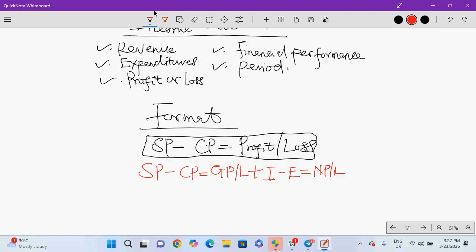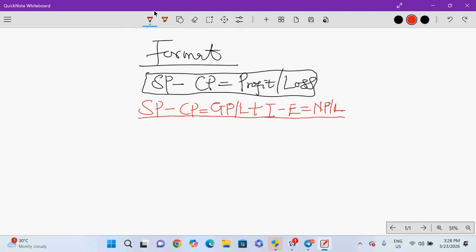So the gross profit, after you have done some adjustment, that is by adding the income and lessening your expenses, whatever you get is your actual profit or your actual loss, right? So this is basically the format that I use to prepare the income statement. This will guide you in the preparation.